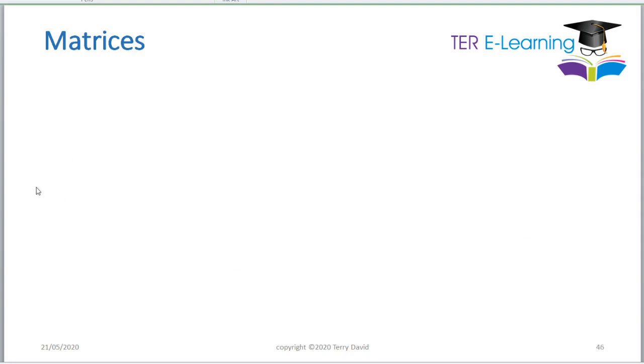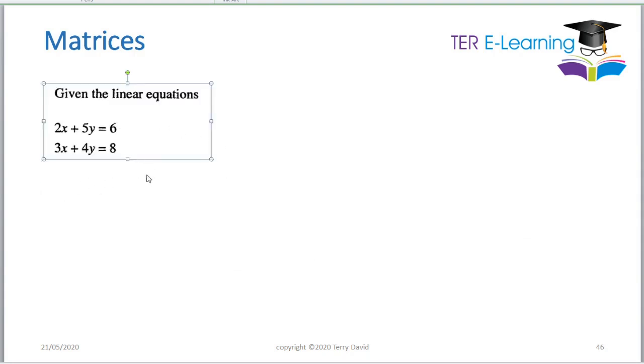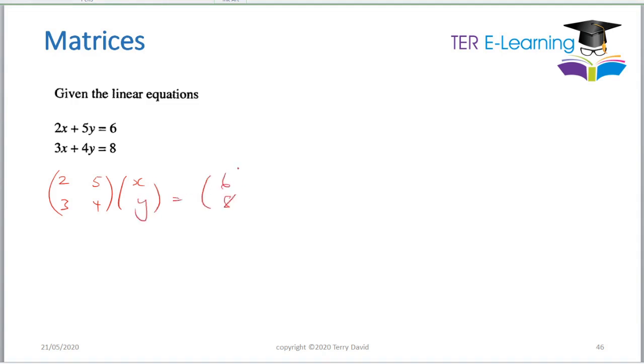For this question here, they have two equations, a simultaneous equation. If we have to solve this, the first thing we need to do is to write it in matrix format. So we're going to write 2, 5, 3, 4 multiplied by x, y equal to 6, 8.